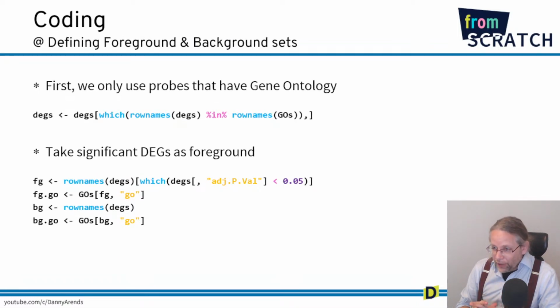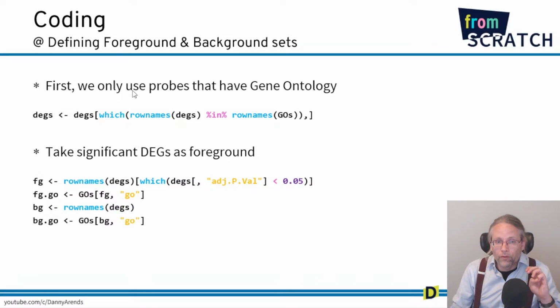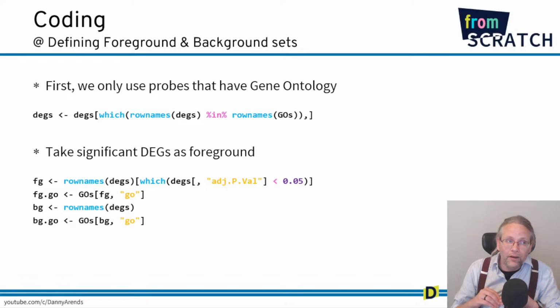All right, so let's start coding again and make sure that we code this in from scratch. So first, we can only use probes that have gene ontology, right? So we have to make sure that we define this GO matrix, that we only use differentially expressed genes which are also found in the row names of the GOs, right? So I'm going to take my differentially expressed gene list and then only retain probes which are also found in the GO list. Probes which do not have a GO annotation, they're extra, so we can just get rid of them. It means that we don't really have information on them, so we can't include them in the test that we're going to do.